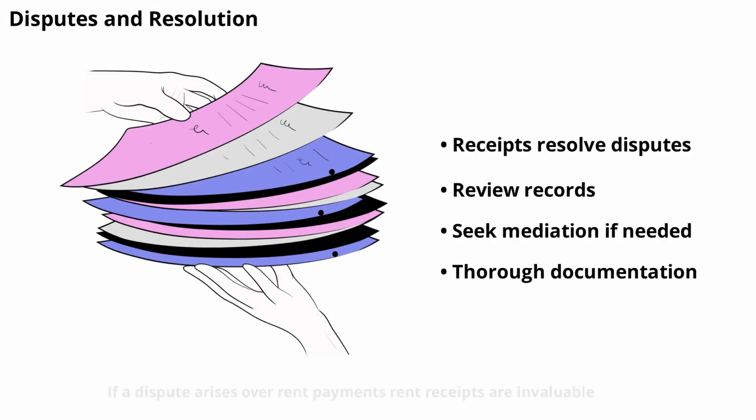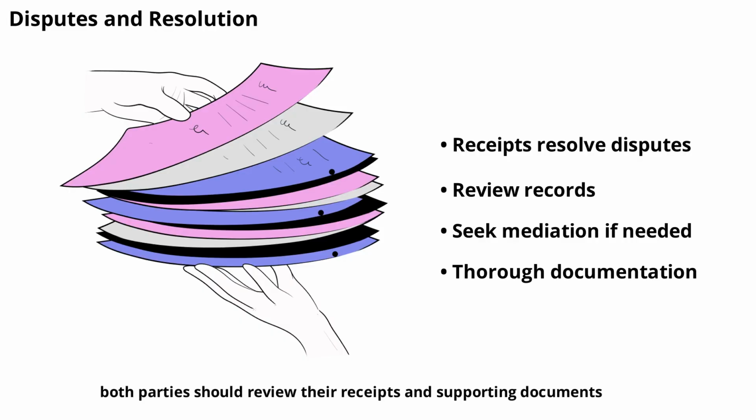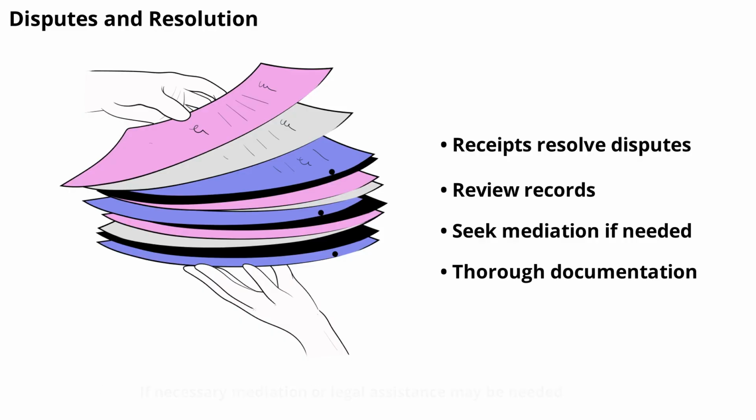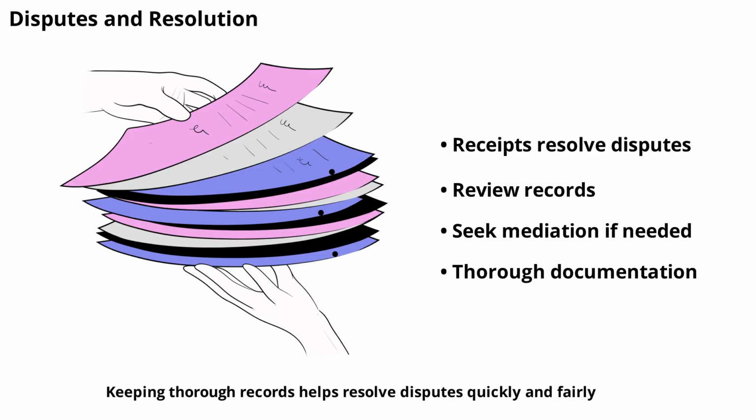If a dispute arises over rent payments, rent receipts are invaluable. They provide a clear record of what was paid and when. If there's a disagreement, both parties should review their receipts and supporting documents. If necessary, mediation or legal assistance may be needed. Keeping thorough records helps resolve disputes quickly and fairly.